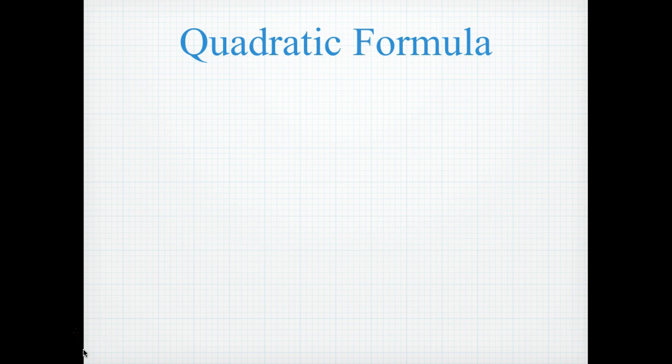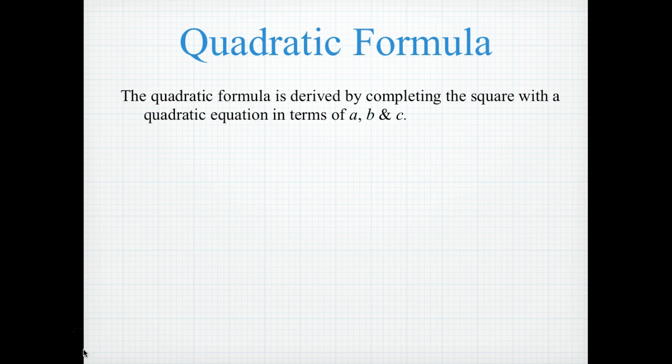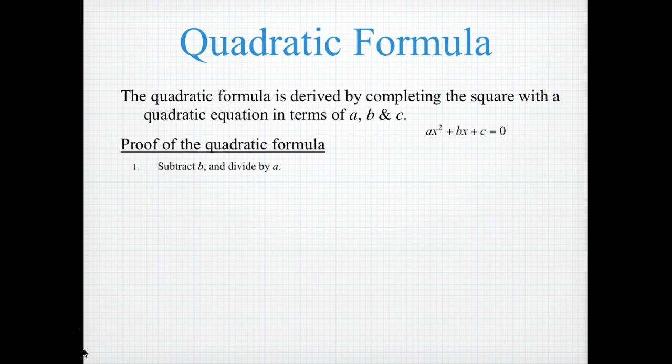The first thing we're going to do is learn why the quadratic formula works. The quadratic formula is derived by completing the square with a quadratic equation in terms of a, b, and c. We learned that our first step in completing the square is to make sure that a is equal to 1 and subtract c to the right side of the equation. To complete this step, we need to subtract both sides of the equation by c and divide a by the entire equation.